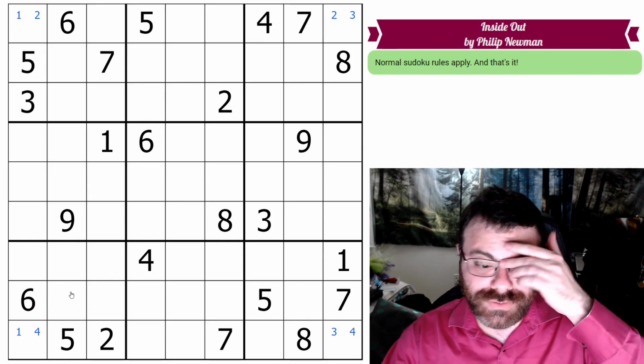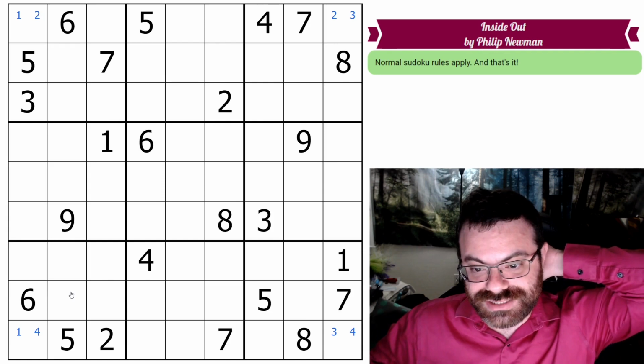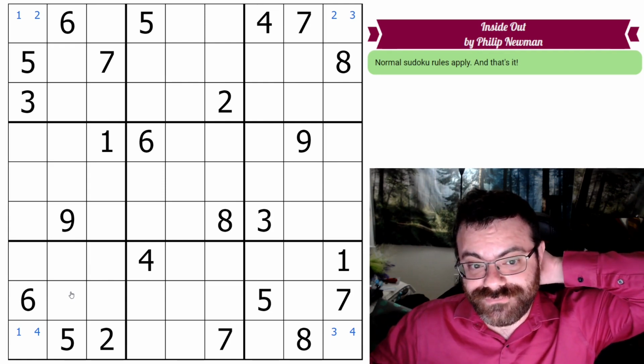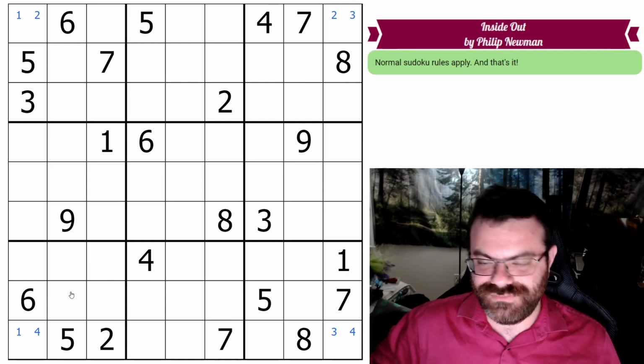So what do we have here? Well, it's not quite the same as the previous puzzle. It's not an XY ring. You remember the XY ring, which is still very difficult to say.